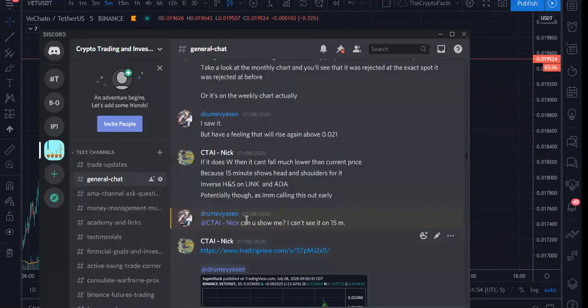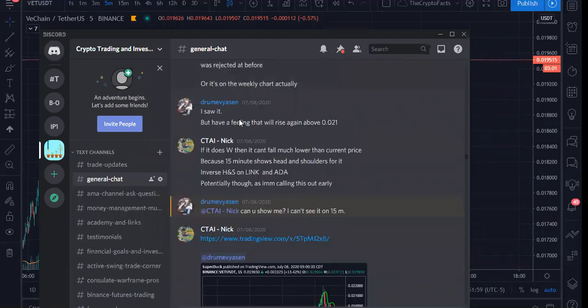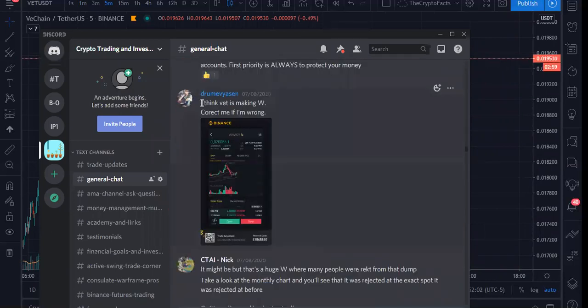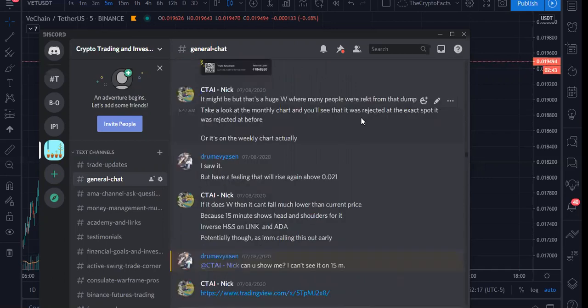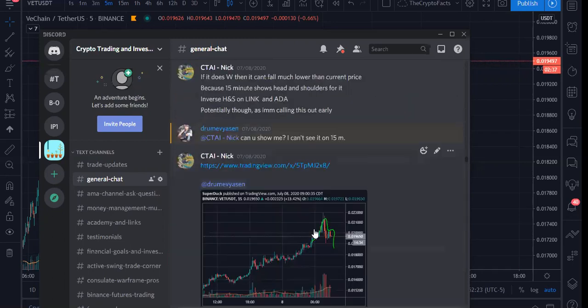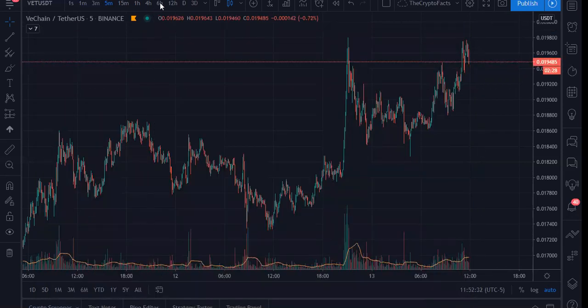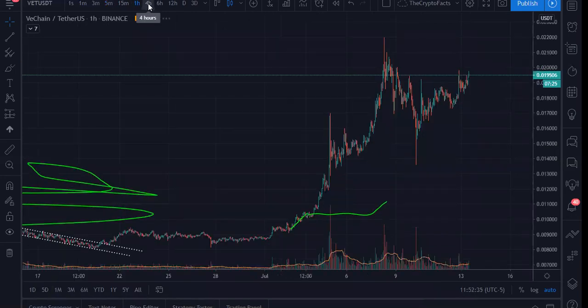I wanted to mention these things here. One of our members thought that it looks like VeChain was gonna make a W, and this was at 2 cents for VeChain. Okay, and no, I said it might be, but that's a huge W where people will get wrecked from the dump. Take a look at the monthly chart. You see it was rejected at the exact spot it was. And then I said, it's more like a head and shoulders. And look at where it was. It was 0.19. We could see it was on the 8th. Let's take a look at maybe how accurate or not accurate that was.